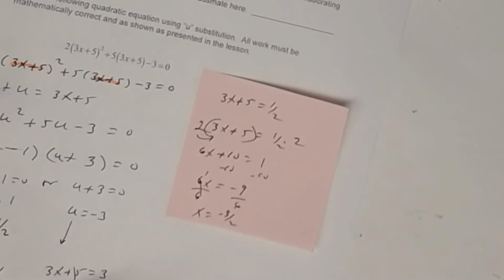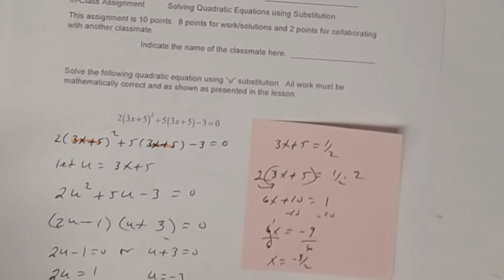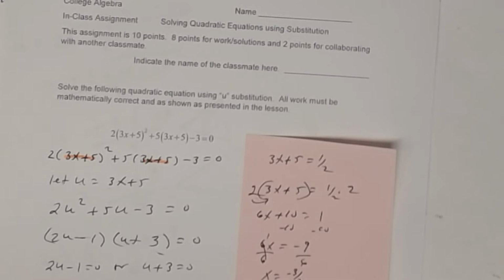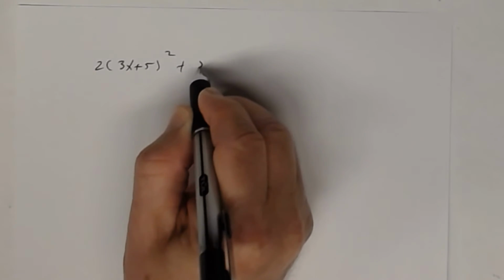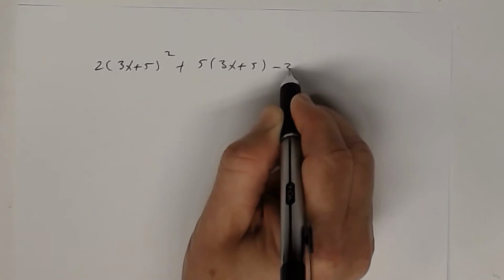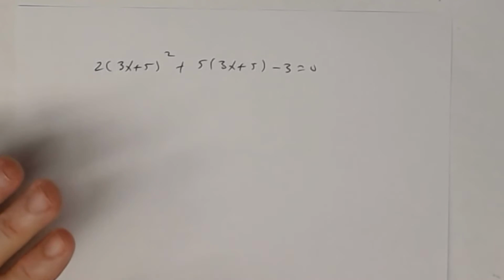Now, just to remind you, always follow the directions. The directions said use substitution. But if the directions just said solve this quadratic equation, nothing more, and didn't tell you what method to use, I just want to show you something. Remember that the directions did say use substitution, so you had to do it this way. But if the directions did not indicate how to do this, then here's another way.